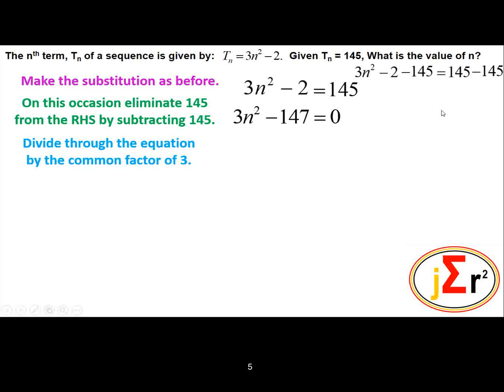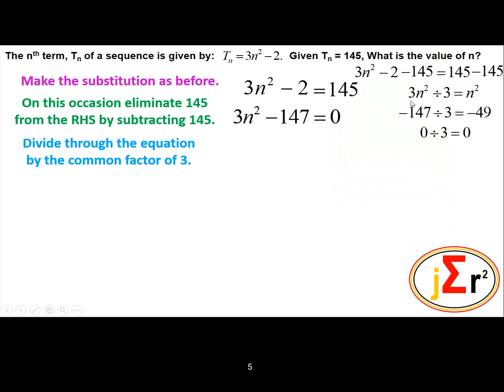So divide through the equation by the common factor of 3. Now this term is a multiple of 3. This term is a multiple of 3. Of course, 0 is 3 times 0. So we may go straight ahead and do that division. While doing that, notice that everything is under the microscope.